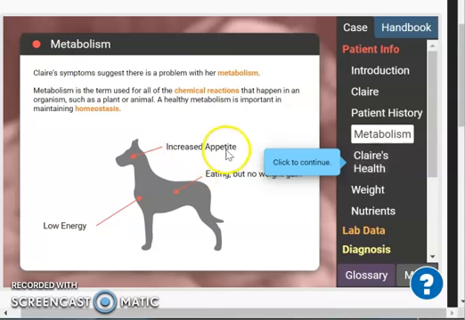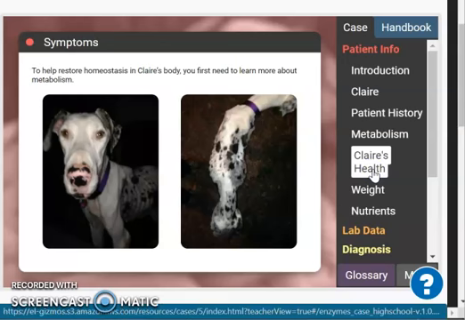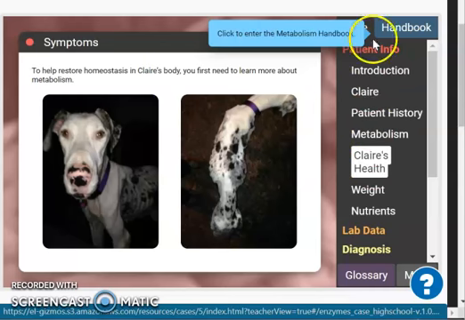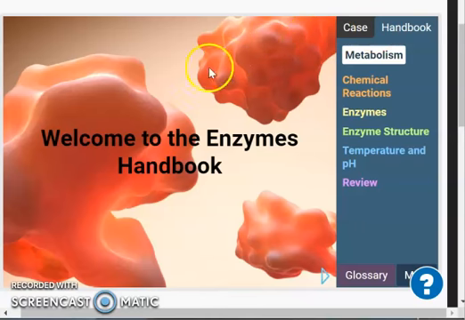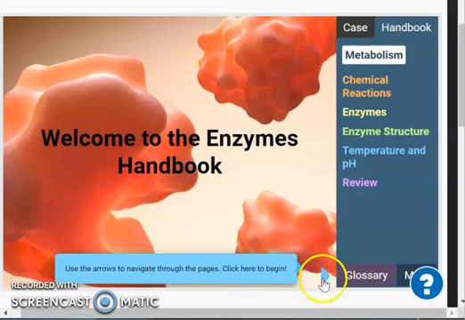So Claire had an increased appetite, low energy, and she's eating, but there's no weight gain. Let's click to continue. To help restore homeostasis in Claire's body, you first need to learn more about metabolism. Let's enter our metabolism handbook. Welcome to the Enzymes Handbook. Here we are going to use the arrows to flip through the pages.